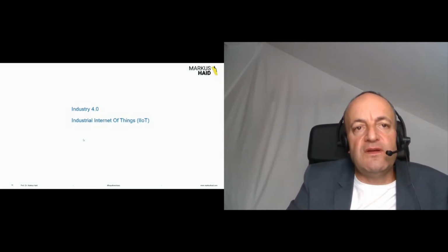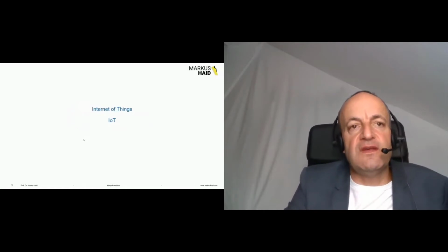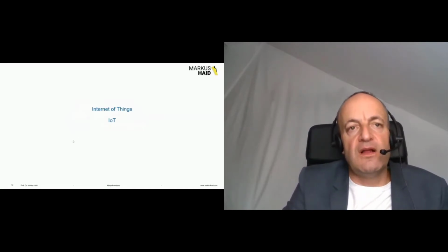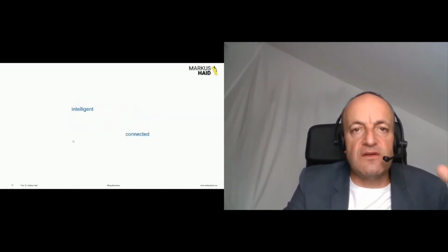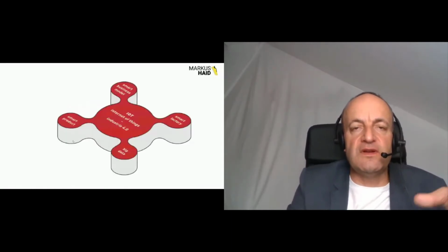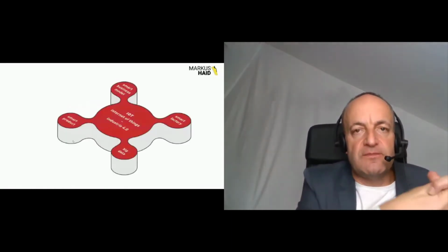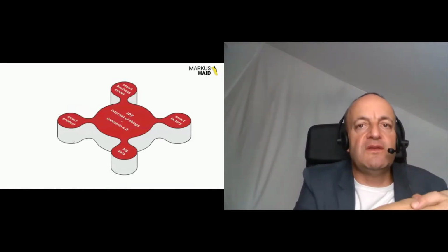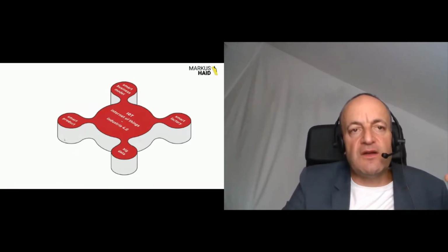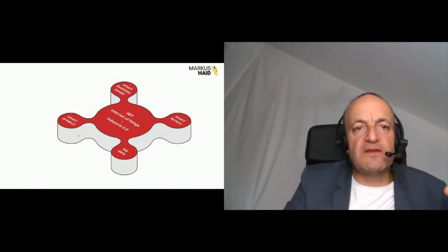Okay, back to the Internet of Things, or IoT. Internet of Things, as I mentioned before, means that every participant is intelligent and connected. And here you see my point of view of Internet of Things, which recognizes smart products, smart factories, big data, and also smart business models. And so let me start with smart products.